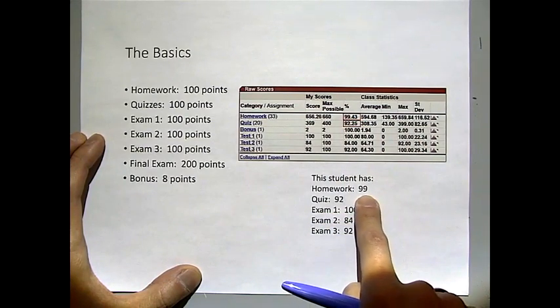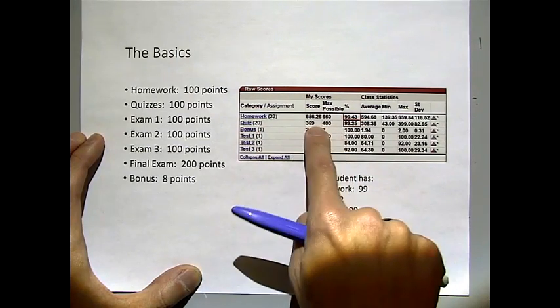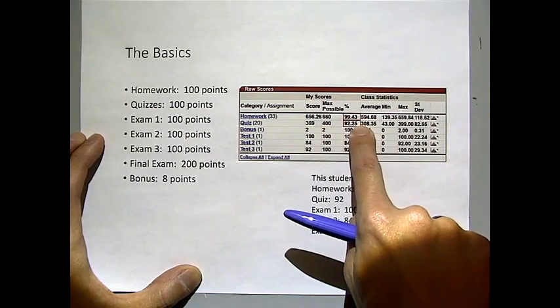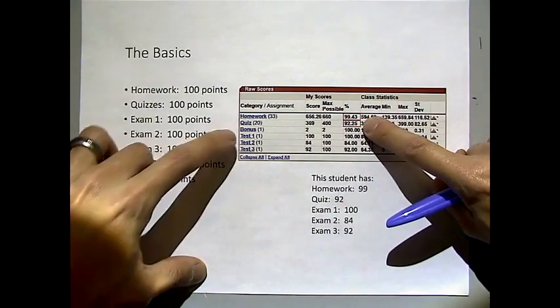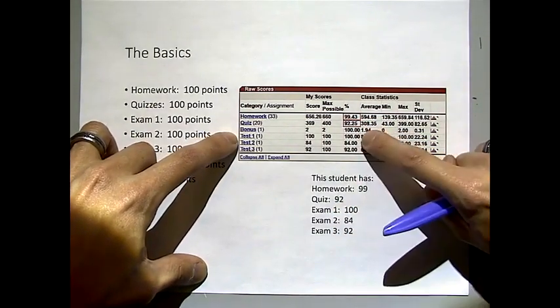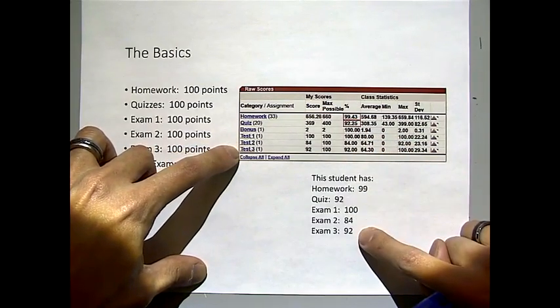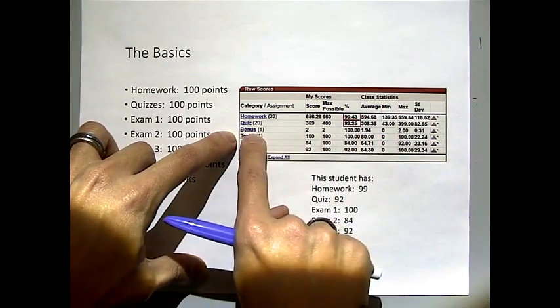So that means he or she has 99 points. Okay? Quiz is the same thing. Don't look at the max and the score. Look at the percentage. This student has 92.25, 92 points. And on the 3 exams, the student got 100 on the first one, 84 the second one, and then 92 on the last one. There's also a row for bonus right here.